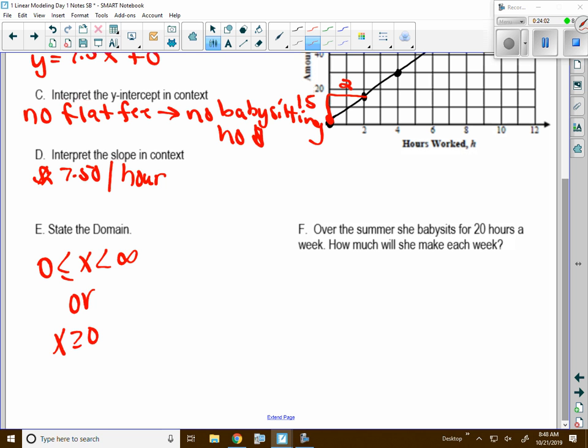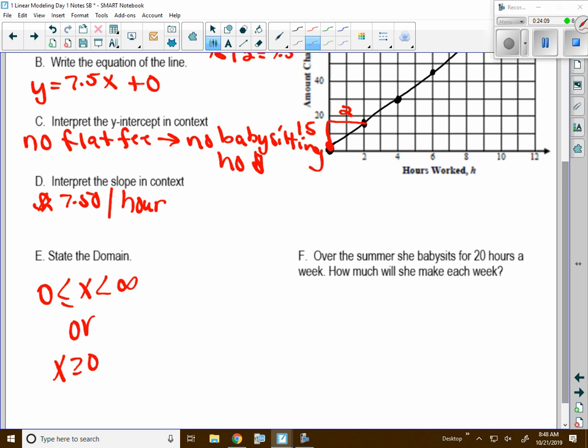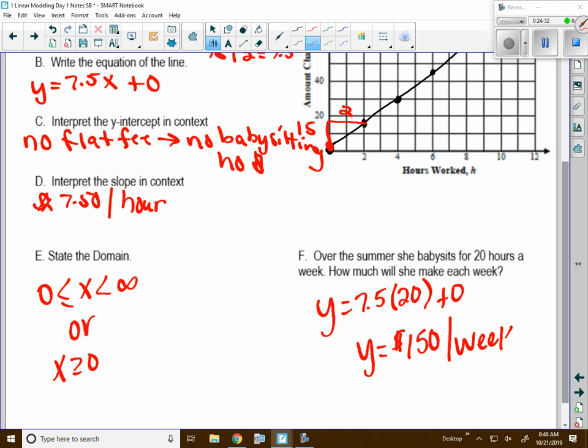Over the summer, she babysits for 20 hours a week. How much will she make each week? Let's go ahead and use our equation. I'm going to plug 20 in for x because x is the number of hours she works. All right, 7.5 times 20. Anybody do it in the calculator yet? What is it? 150? So she's making $150 per week.